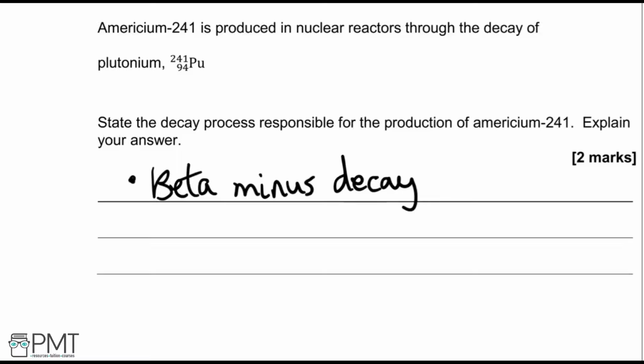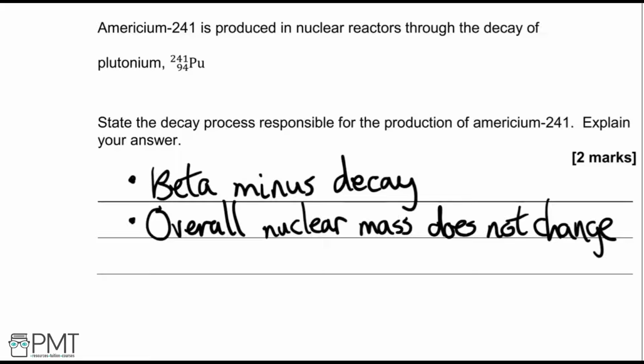Now, as is the case with any beta decay, there is no change in the overall mass or the overall number of nucleons. So what I'm going to say here also is that the overall nuclear mass does not change. And those are your 2 marks there. Very important to say that it is beta minus decay, as you may not get that first mark.